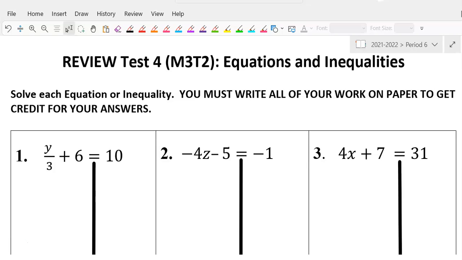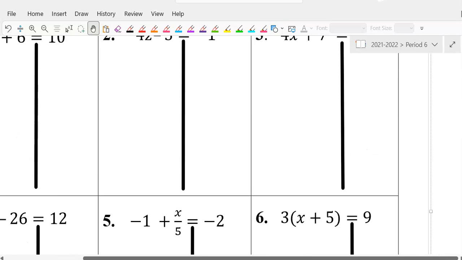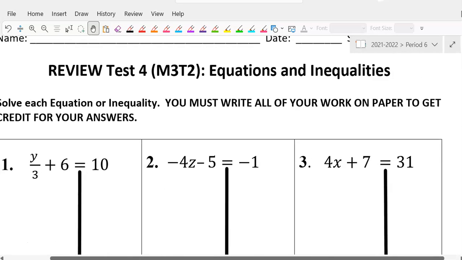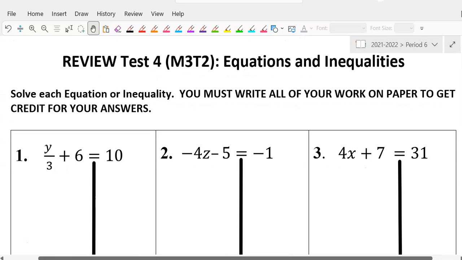Now for test 4, we're reviewing and we need to know all of the things we learned before. If you don't know how to do your positives and negatives, you won't be able to pass this test, right? Right. And we also have distributive property in here too for number 6. All right? So this one is building on our past skills.